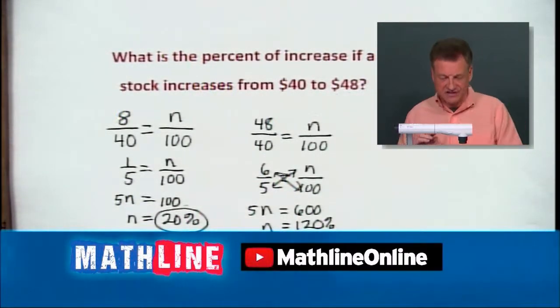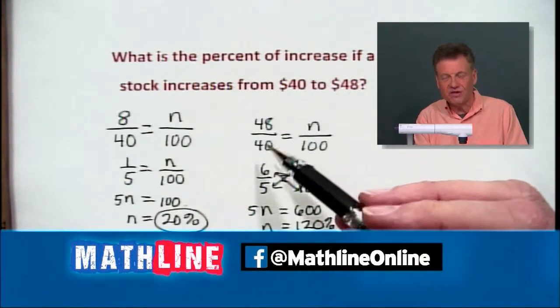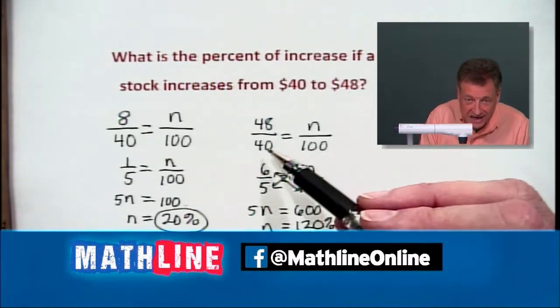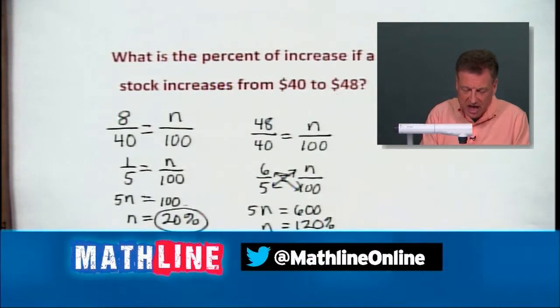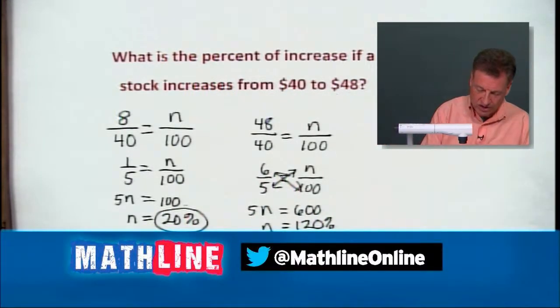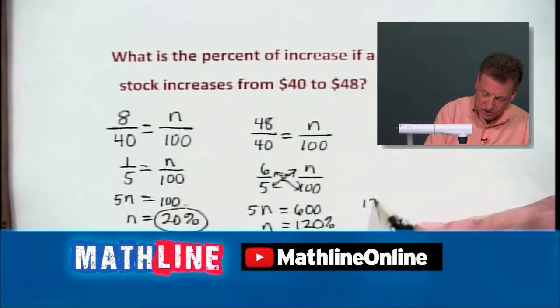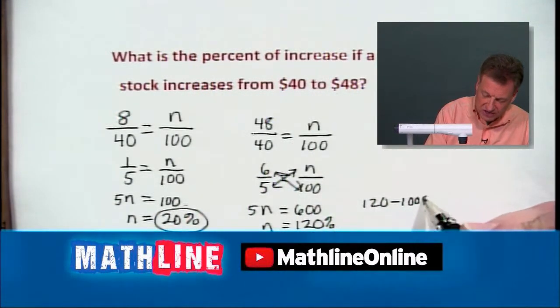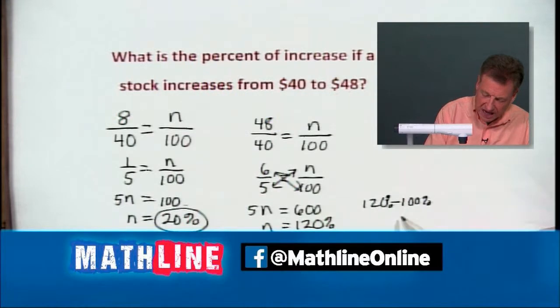Now, that's what 48 out of 40 is, okay? It's 120%. If we had 100%, we had no increase. We stayed steady. So what is the actual increase here? It's going to be 120 minus that 100%. We'll put a little percent there. And that, once again, takes us back to 20.